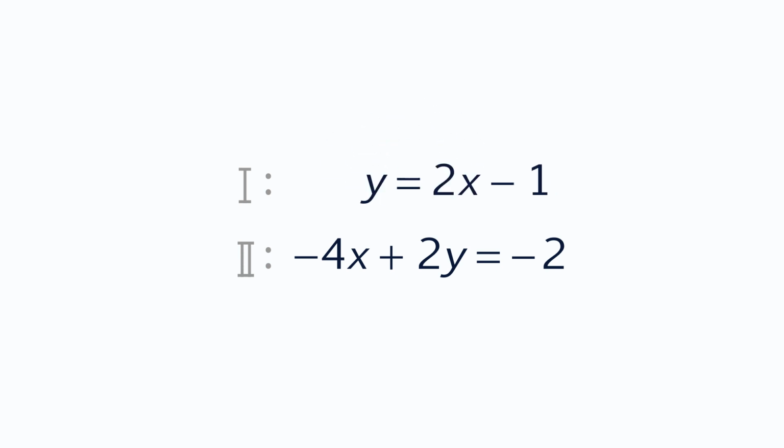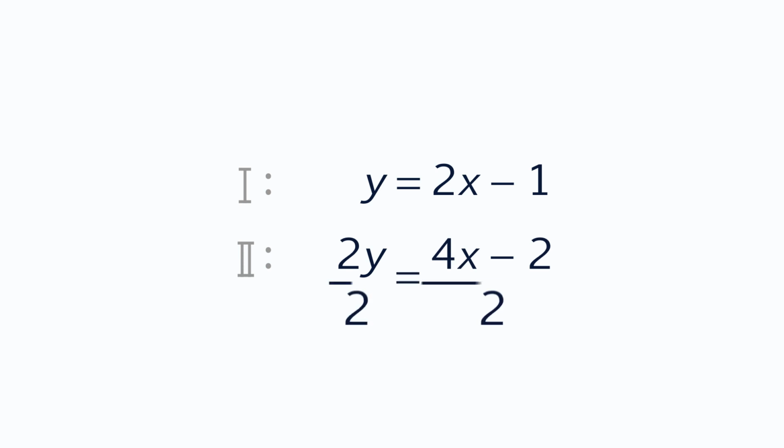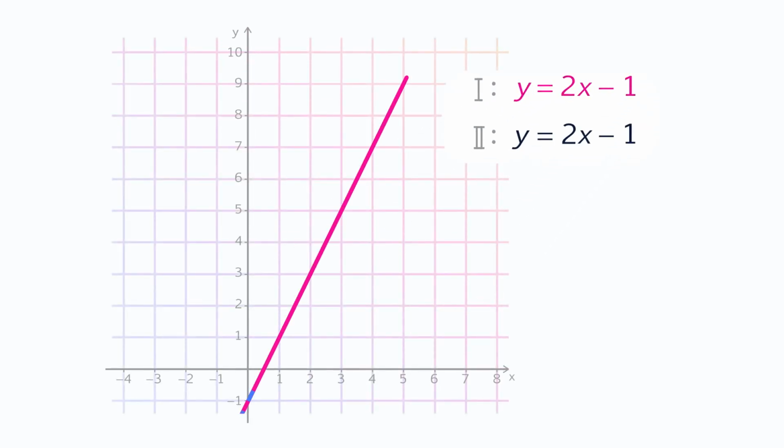Equation 1 can be written as y equals 2x minus 1, and equation 2 as 2y equals 4x minus 2. In equation 2, 2 is a common factor, so you divide by 2 on both sides of the equal sign. This gives you y equals 2x minus 1. The equations can be drawn in a coordinate system like this. Notice that their graphs are identical and on top of each other. They have the same slope m, which is 2, and they have the same y-intercept b, which is minus 1.